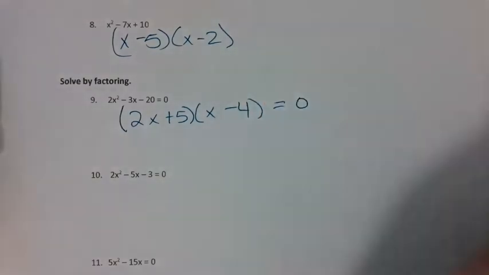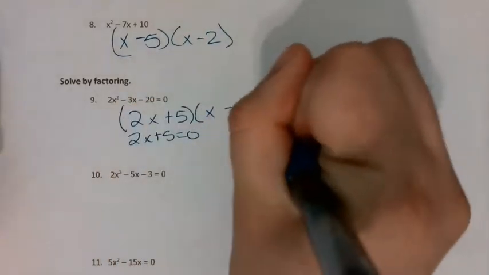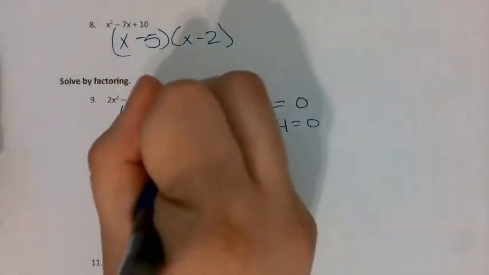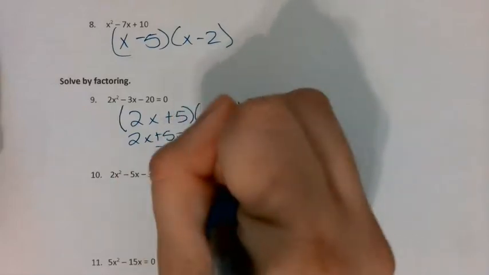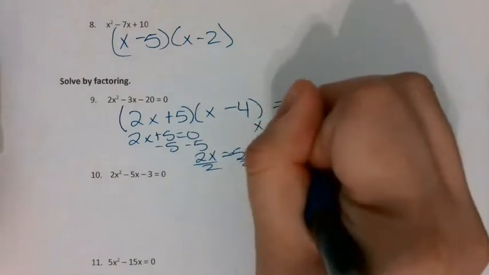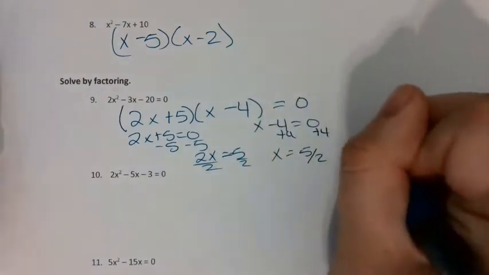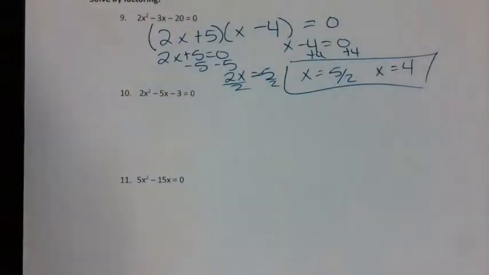I set this equal to 0. I have 2x plus 5 equals 0. X minus 4 equals 0. I subtract 5 on both sides. I have 2x equals 5. Divide by 2. X equals 5/2. Over here I add 4. X equals 4.